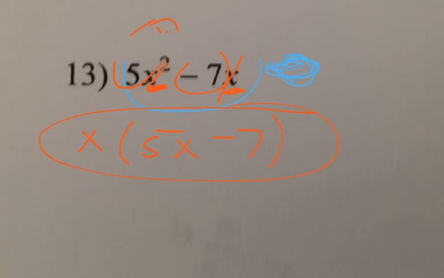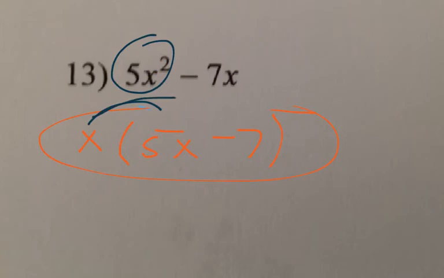And just to verify, guys, let me clean this up a little bit here. But remember, if I go forward, isn't x times 5x, 5x squared, x times minus 7 minus 7x. So remember, with factoring, guys, you can always check it by using distributive property and going forward again. So pause the video if you need to.